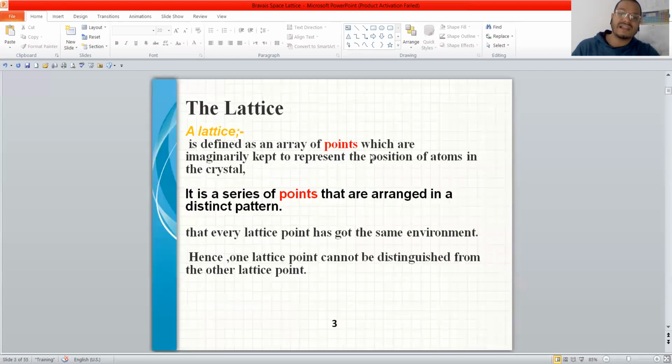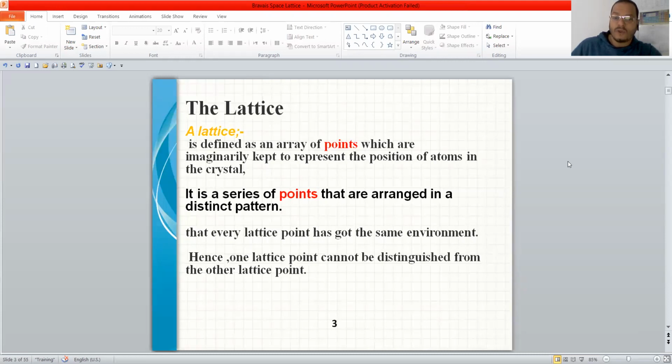Let's start from the lattice. Let's know what the lattice is. What's the appropriate definition of the lattice? The lattice is, we can say, an array of points which are imaginarily kept to represent the position of atoms in the crystal. We can say it's a series, or an array of a series. Both of them have the same meaning.